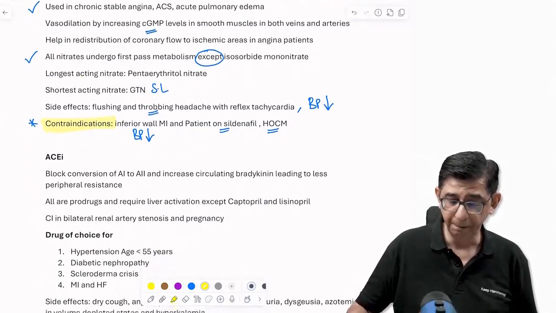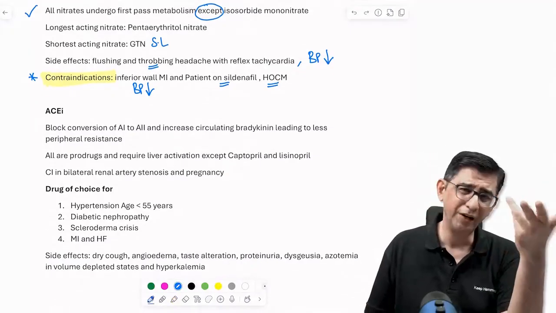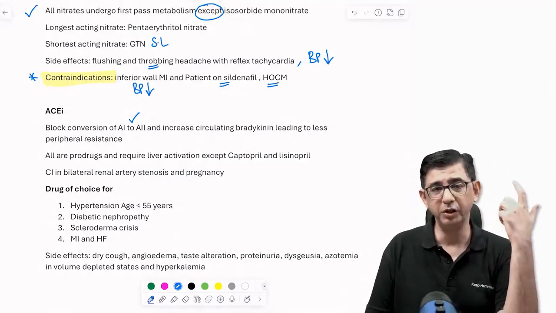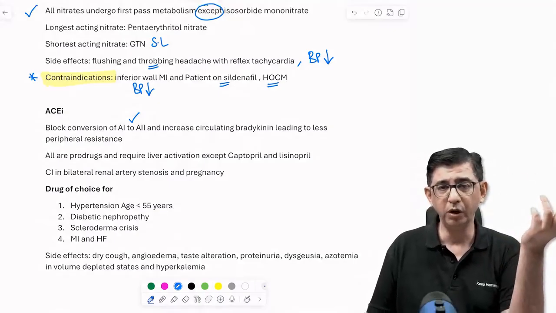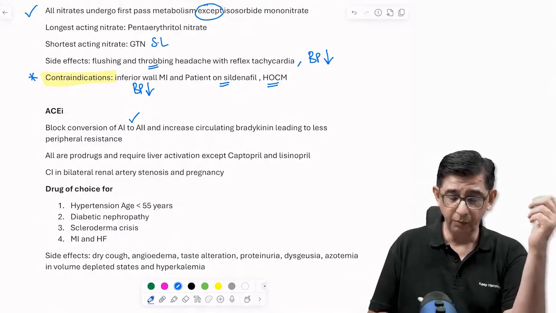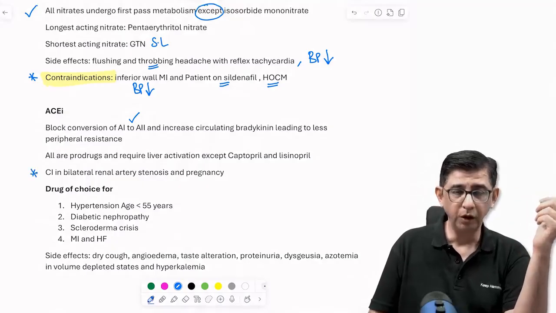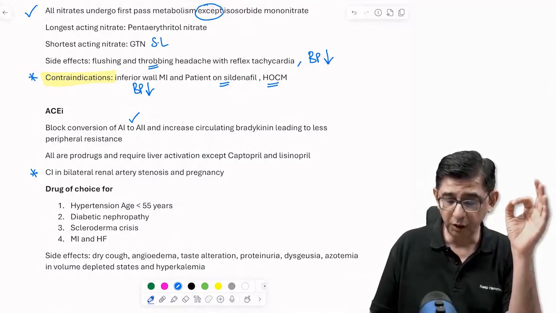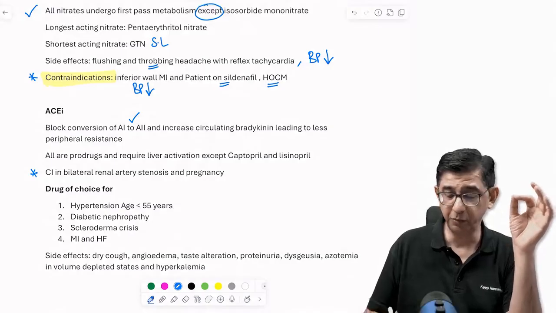Now coming to ACE inhibitors, the mechanism of action is simple. They block the conversion of angiotensin 1 into angiotensin 2. All ACE inhibitors are prodrugs except captopril and lisinopril, but they're absolutely contraindicated. The contraindication point you always have to remember. ACE inhibitors are not given in bilateral renal artery stenosis and in pregnancy.